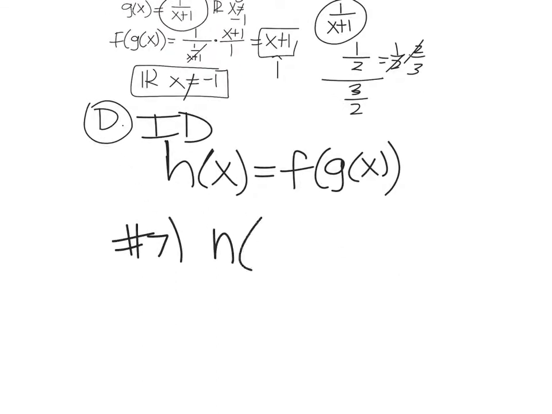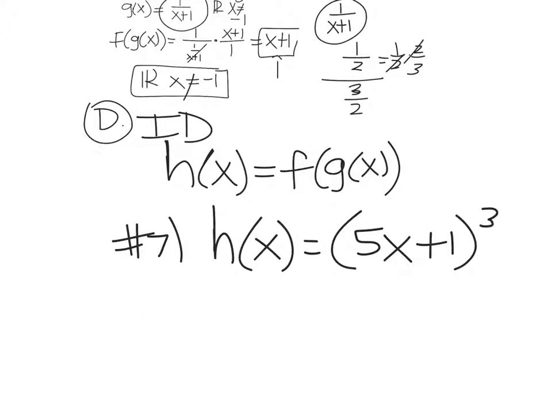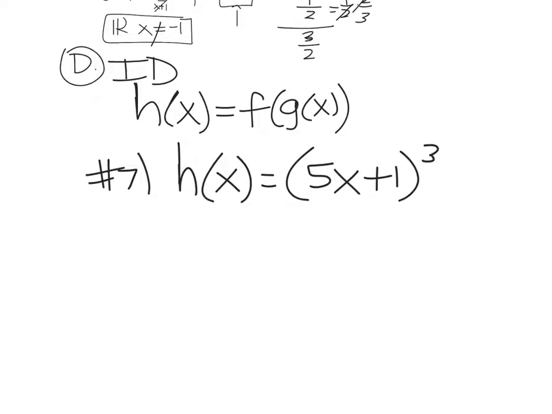They tell us that h of x is equal to (5x plus 1) cubed. It's kind of like we just put two functions together. What were those functions? What was f of x and what was g of x?